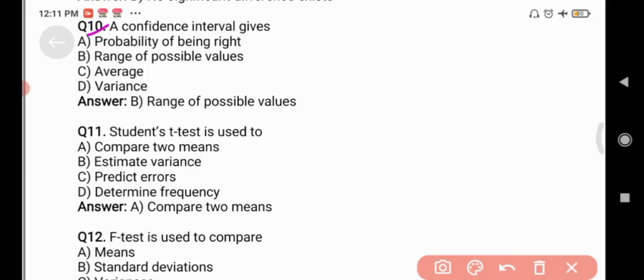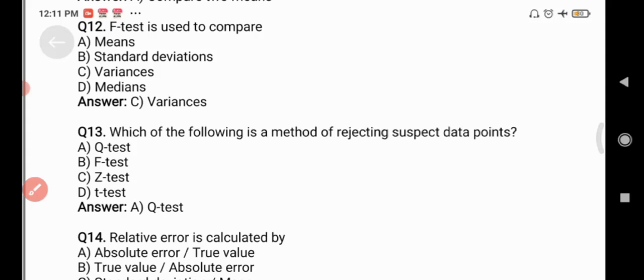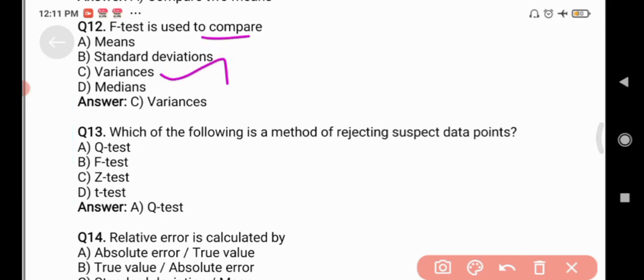A confidence interval gives option B, range of possible values. Student's t-test is used to option A, compare two means. F-test is used to compare option C, variance. Which of the following is a method of rejecting suspect data points? Option A, Q-test.